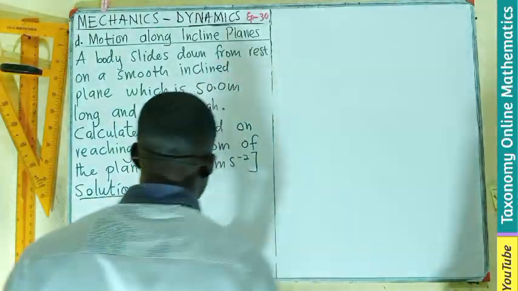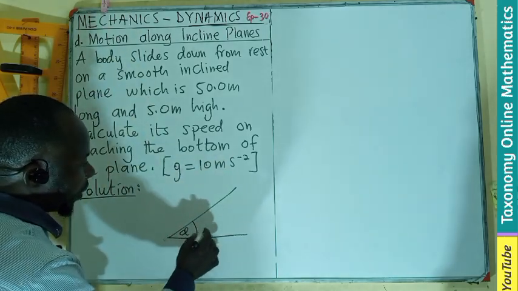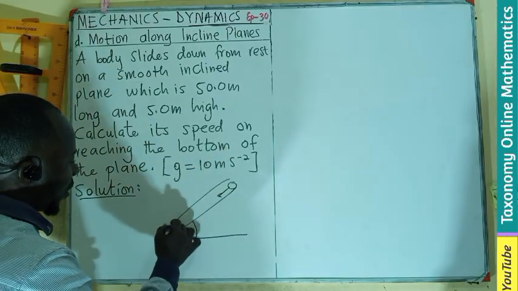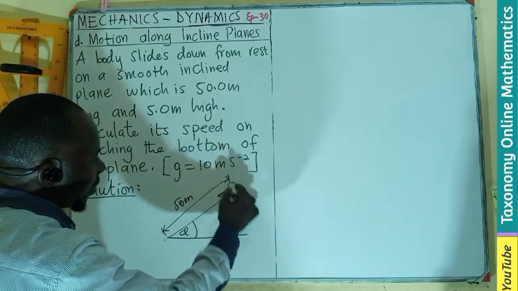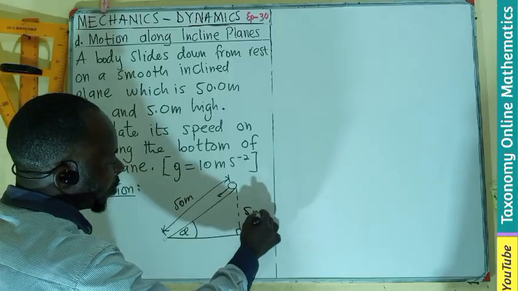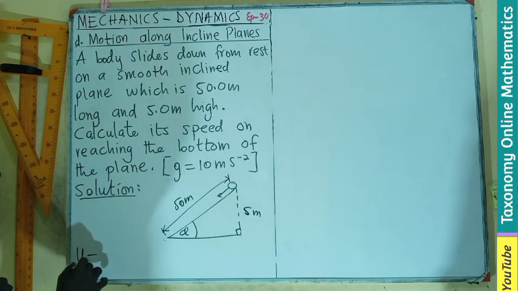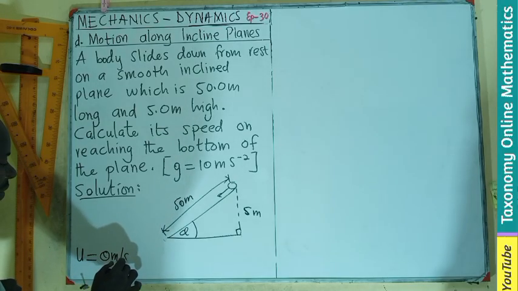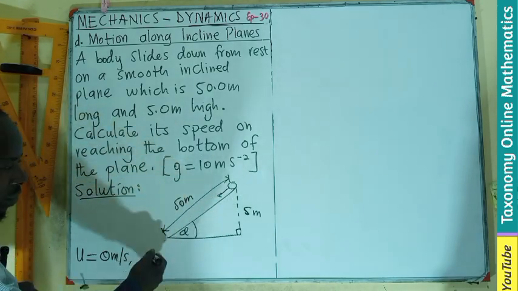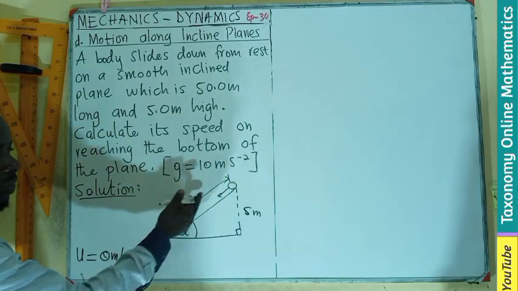If we can just take a small sketch of this, the angle of inclination, the body is sliding down a distance of 50 meters. Then the height obtained is going to be 5 meters. Information provided: it slides down from rest, meaning initial velocity is 0 meters per second. Then the height is given, and the distance traveled by the body is this as it is moving down.